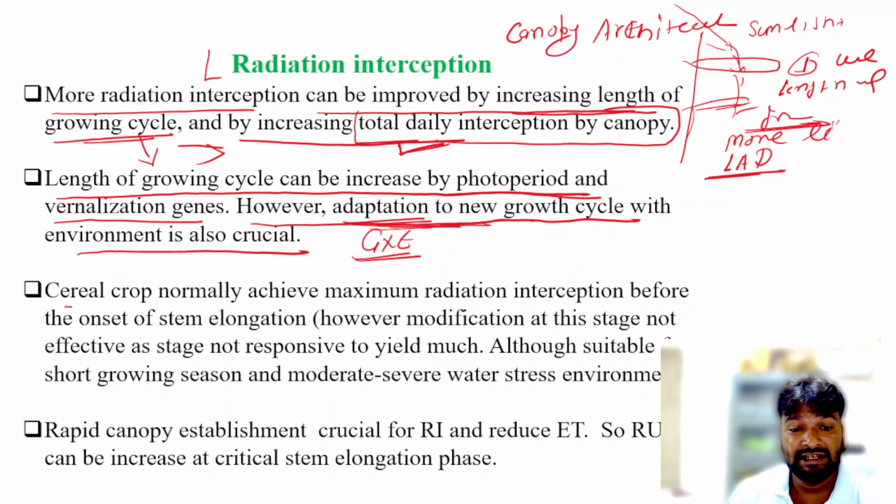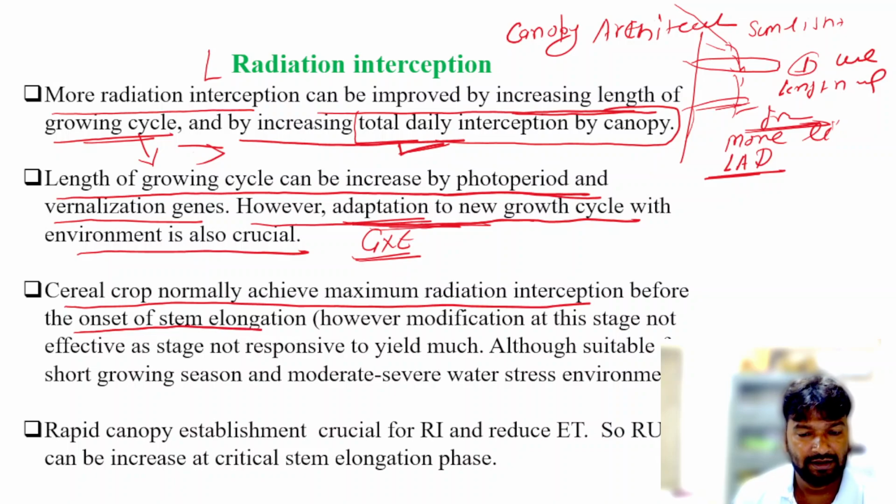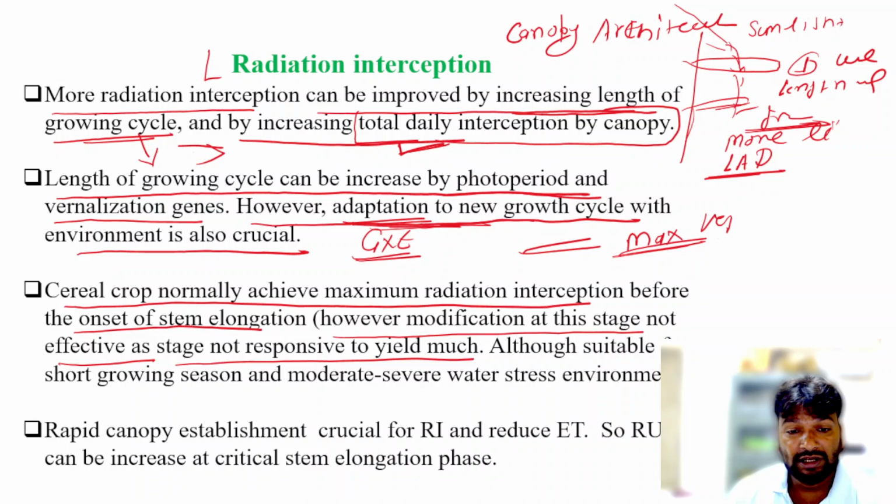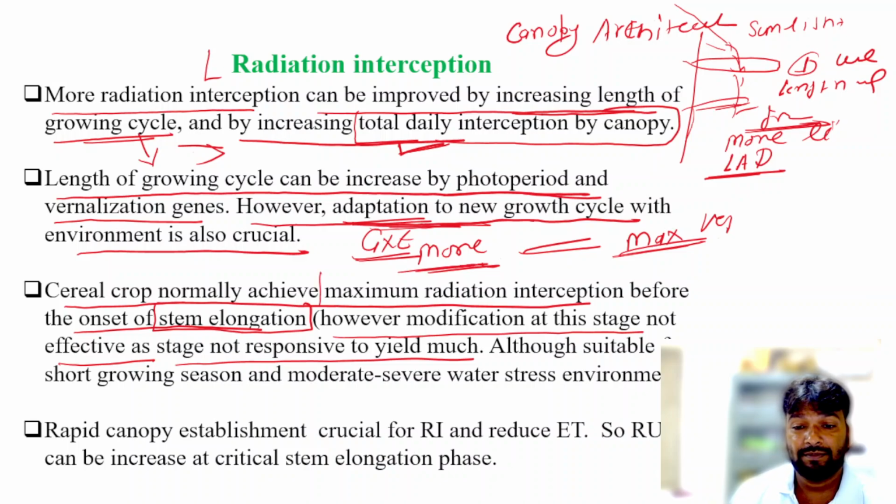So the second strategy: cereal crops normally achieve maximum radiation interception before the onset of stem elongation. Because at that time there is maximum vegetative growth and the leaf area is optimum. However, modification at this stage is not effective, as it is not responsive to yield. Friends, stem elongation is the stage where more leaf area is available and we can achieve maximum radiation interception during this period. But this phase is not directly responsive to yield.